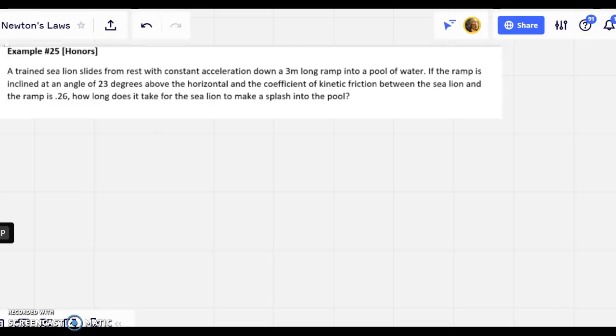So this is the explanation of example number 25. I forgot to record it in class yesterday, so I'm going to make another video.